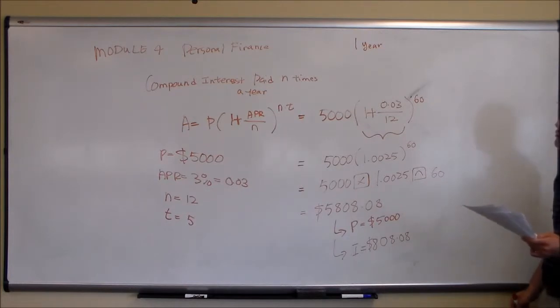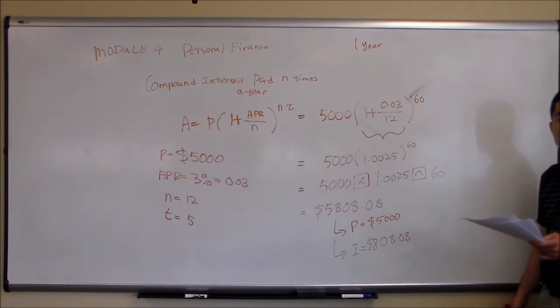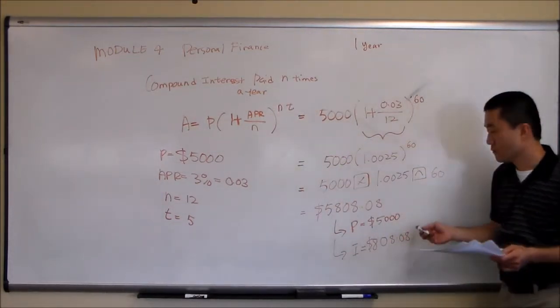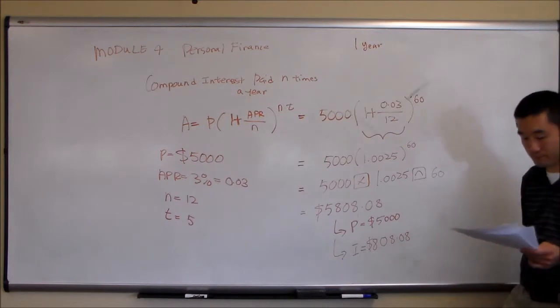Okay, so that's how you do any problem that says paid n times a year. And the n could be 12 times, 4 times, 365 times, whatever the number is. Just plug it in here, follow the formula. Boom, you get the answer.